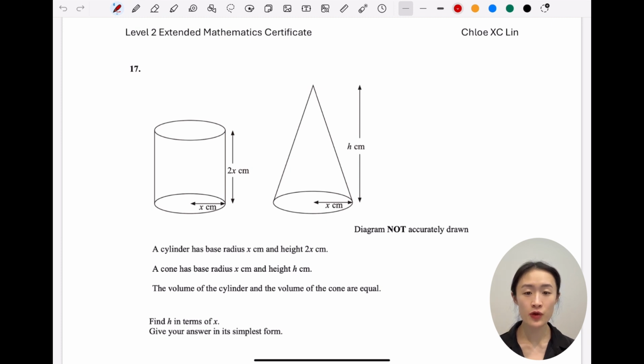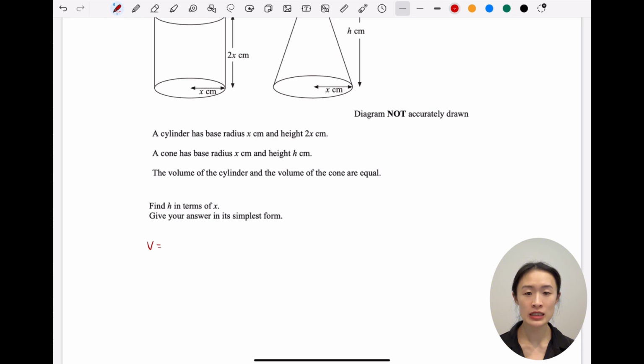Since we're told that the volumes are equal, we need to work out the volume of each shape. So the first step is to work out the volume of the cylinder. And just to remind ourselves, the volume of a cylinder is pi r squared h. We know r is x, and h is 2x. Therefore, to simplify, we have 2x cubed pi as our volume for the cylinder.